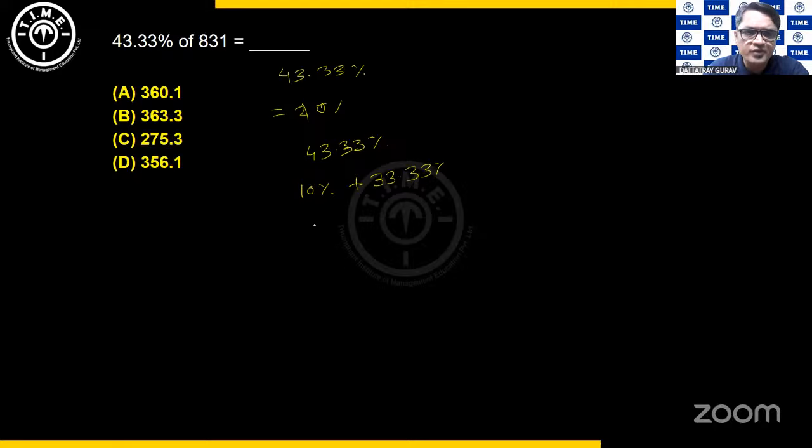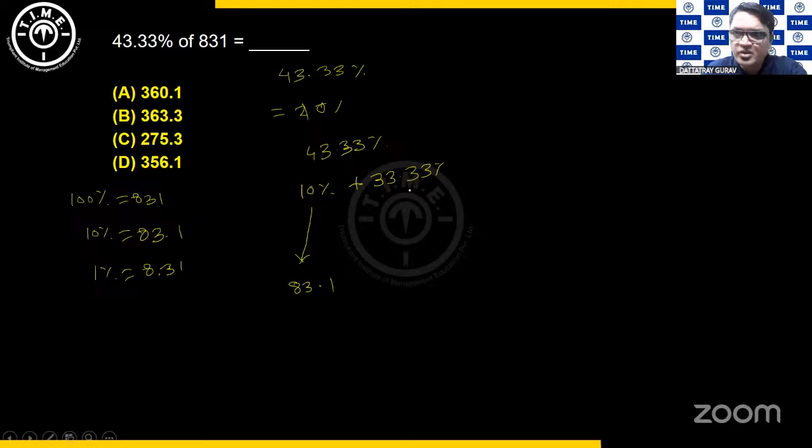How to find 10% of this? What is 10% of 831? 100% equals 831. 1% will be 8.31. So 10% will be 83.1. What is 33.33? It is 1/3. So simply take 1/3 of 831. So 83.1 plus just divide by 3 here.